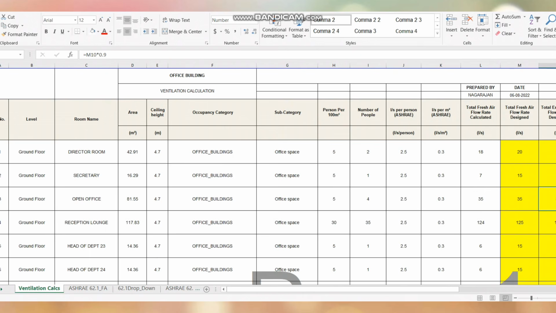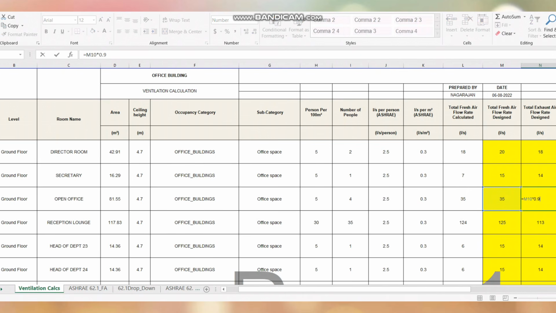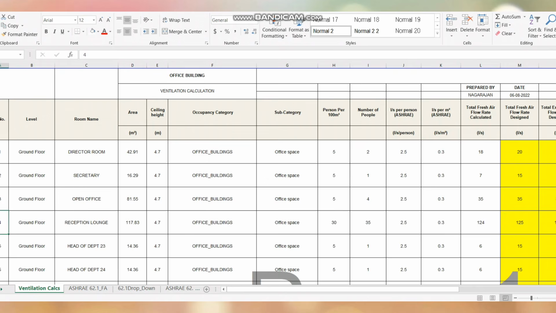And coming to the exhaust, 90% of the fresh air I have considered as the exhaust. You can see I have multiplied with 0.9. This answer, so 32.31 liter per second is the exhaust air. So the next one we have the reception.